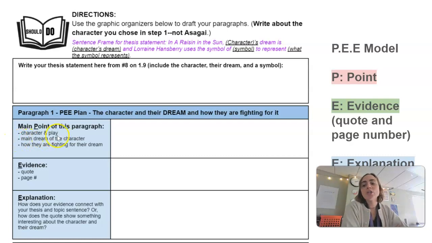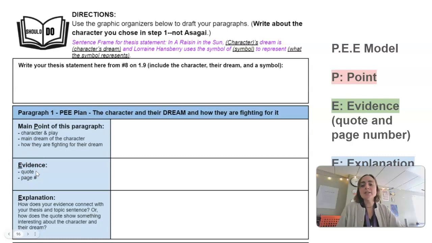So when it says character and play, you're going to start off your first paragraph by saying something like, in the play A Raisin in the Sun, the character Walter dreams of what? What is Walter's dream? So this introduces your main point of this paragraph. Then you're going to need to include some evidence. So you need to show us how you know that that is the character's dream. Evidence looks like a direct quote from the play.